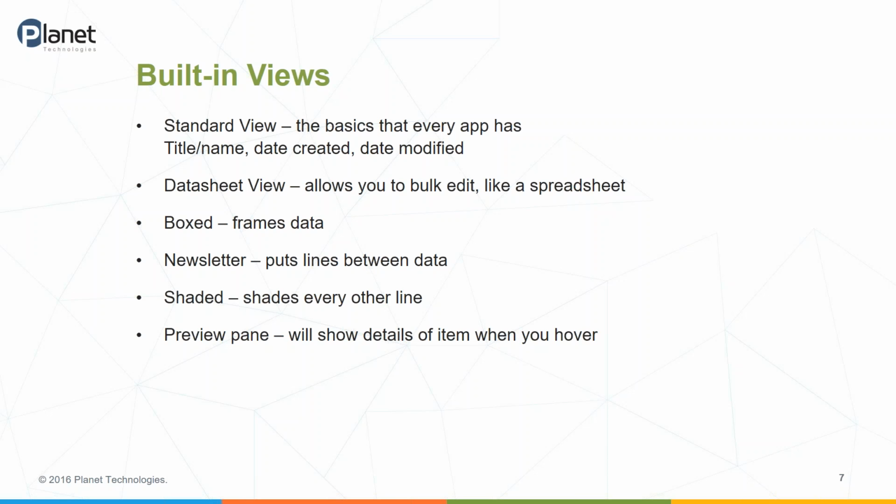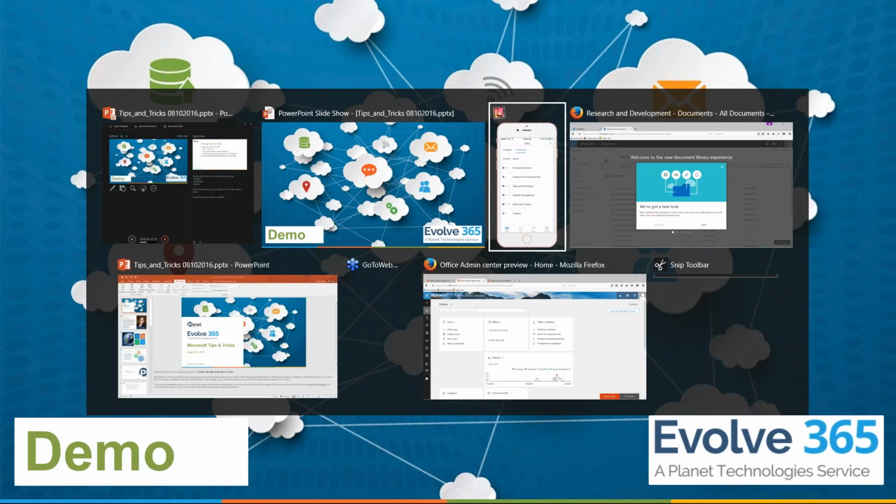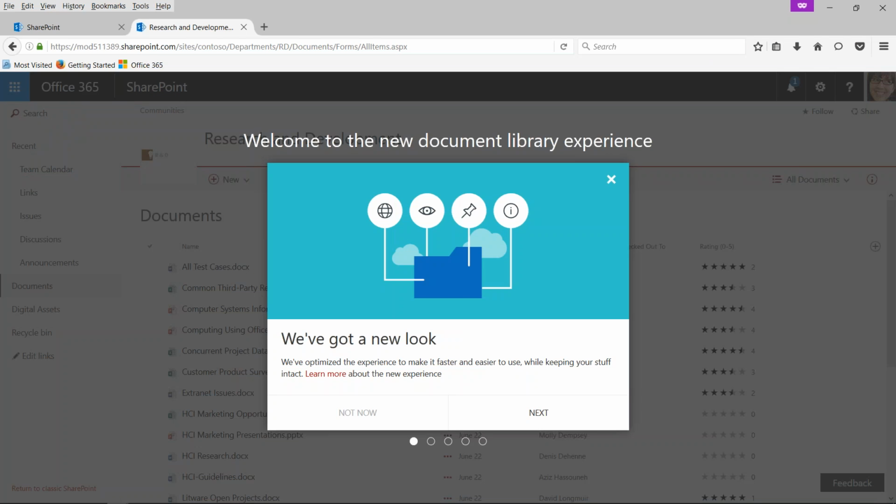It shades every other line, and if you have a long list or a list of documents in a library, this sometimes helps to separate that out, make it a little bit easier to read. We have a preview pane, which will show you the details of the item that you're hovering over with your cursor. So I'm going to switch over to one of my demo sites, and we're going to take a quick look at those built-in views that we have.